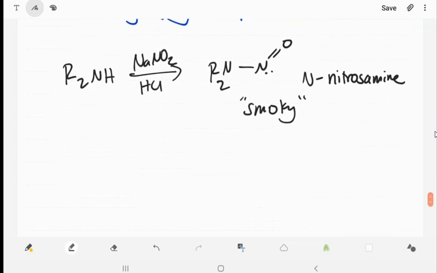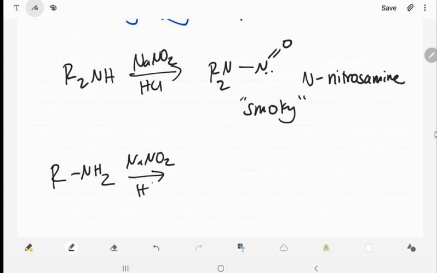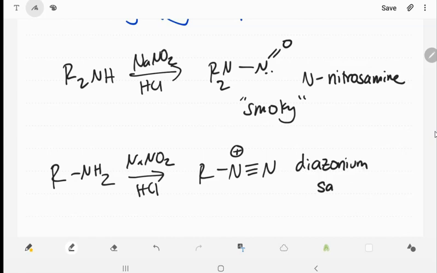If we do it with a primary amine, we're going to get what's called a diazonium. And I suppose we'll take a look at this next time. These things are ridiculously reactive.